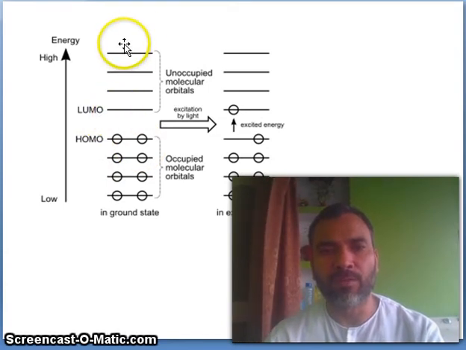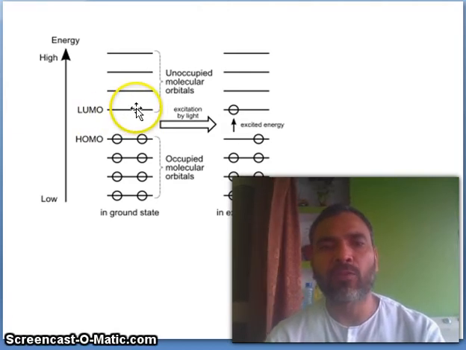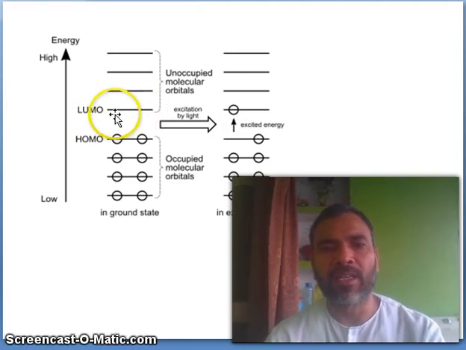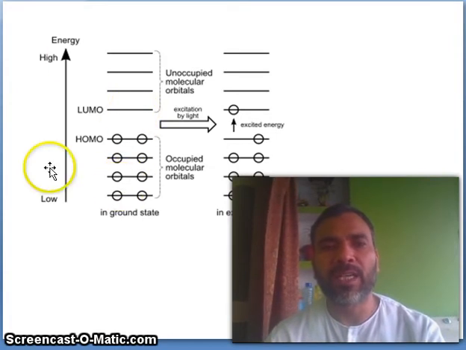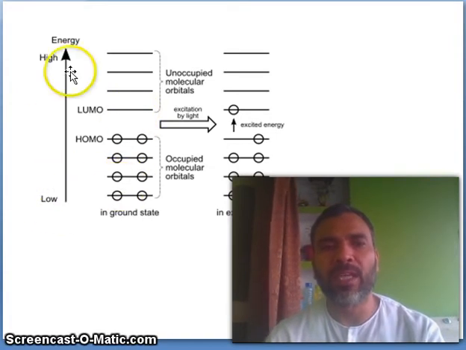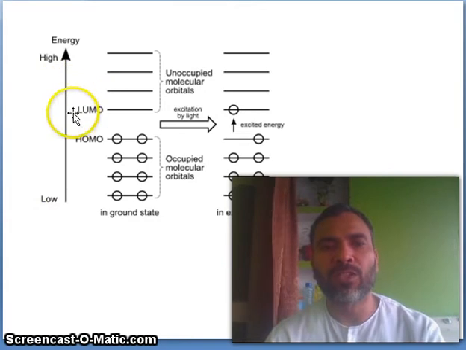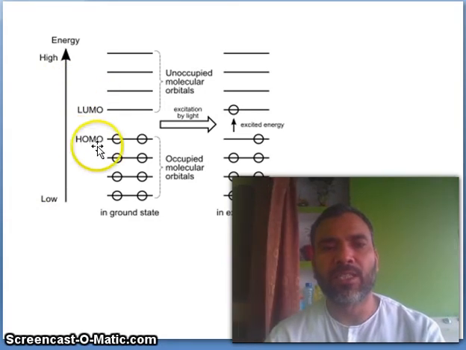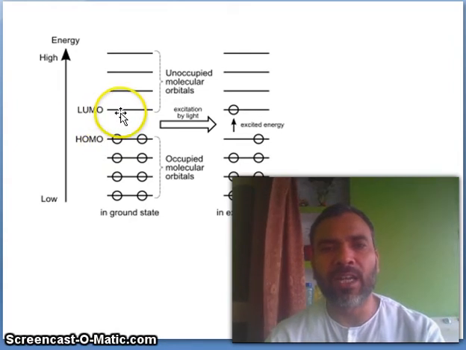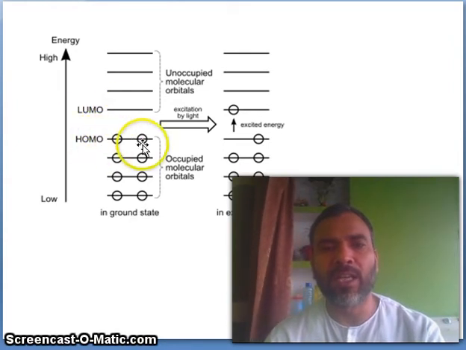lowest from top, and this is unoccupied, nothing is here. Unoccupied molecular orbitals, and this is the energy gap. This is the low and this is the high energy. LUMO is always high energy and HOMO is lower energy. So there is a difference between energy. LUMO has its own energy, HOMO has its own energy.